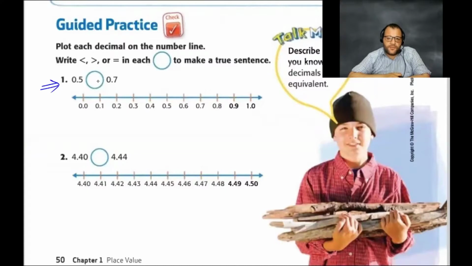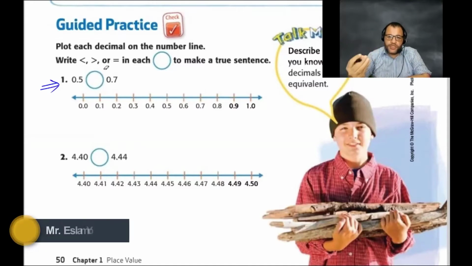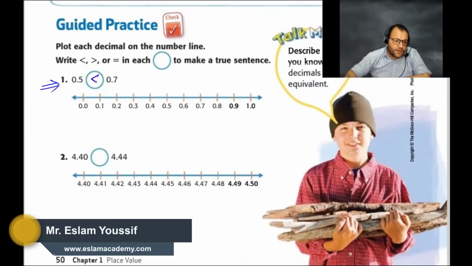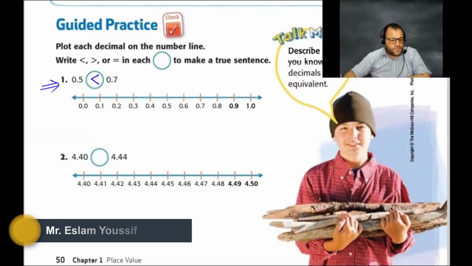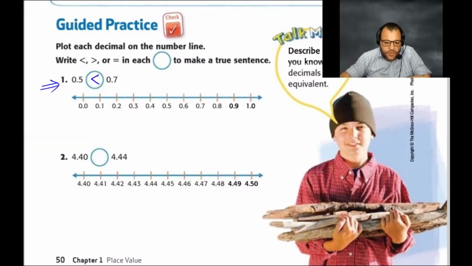Now we have 0.5. What is the relation? Is it greater than, smaller than, or equal to 0.7? So you say 0.5 is greater than 0.7 this way? No. So read it. That is my question. Read it. 0.5 is smaller than 0.7. That's to know how to read the statement. Yes, that's my question. Thanks. Okay, so who can solve with me question number 2?